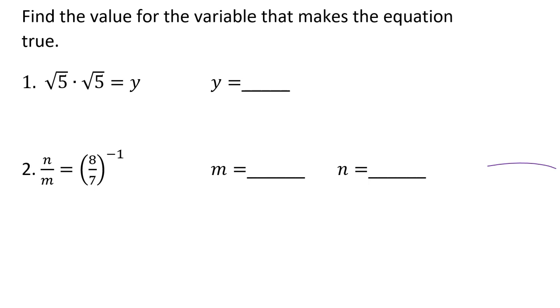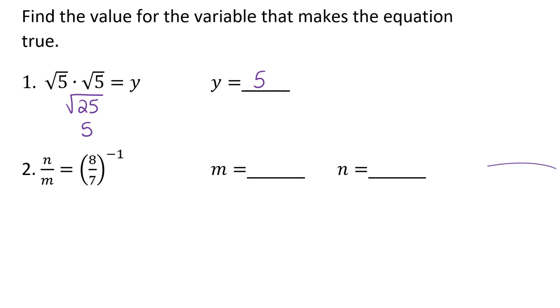Find the value for the variable that makes the equation true. The square root of 5 times the square root of 5 is equal to y. So y is going to be multiplying these two 5's together to make the square root of 25. And the square root of 25 is 5. So y is 5.